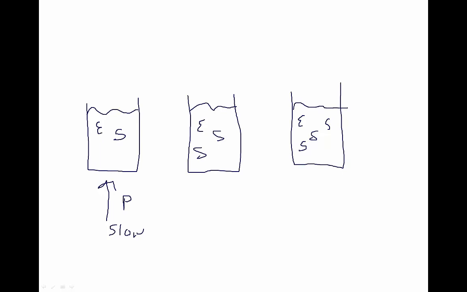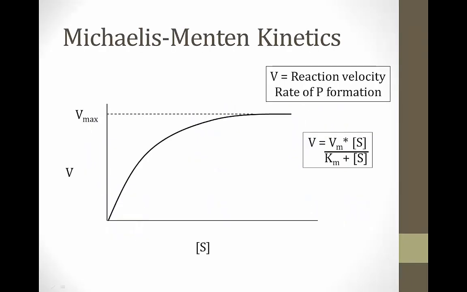It'd be somewhere in the middle for the second beaker, and we'd have a very high rate of formation of P here in the last beaker. The reason is that when we add more substrate, we get an increased speed of formation of the product P. And it turns out that's true for many, many enzymatic reactions. So with that concept in mind, we can talk about what's called Michaelis-Menten kinetics.